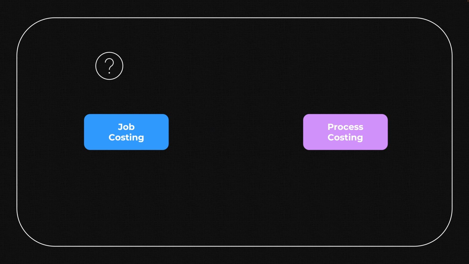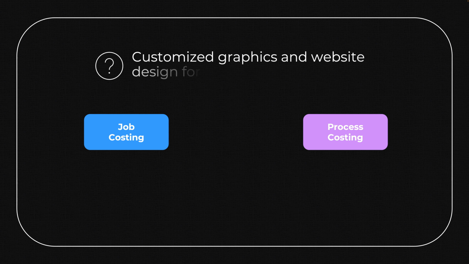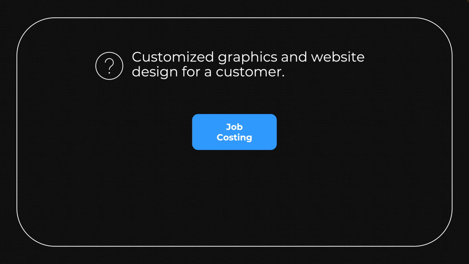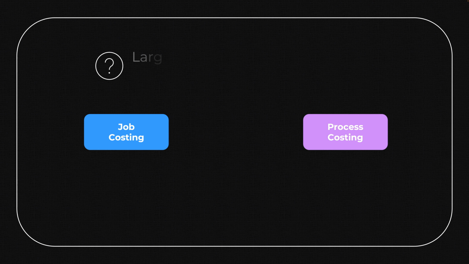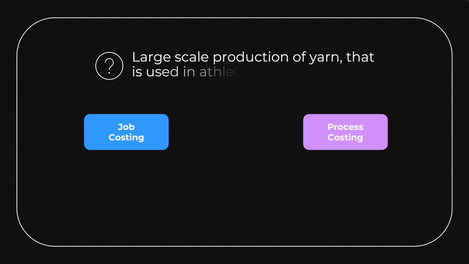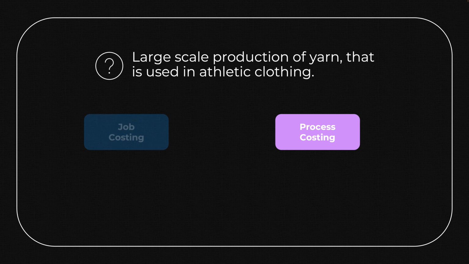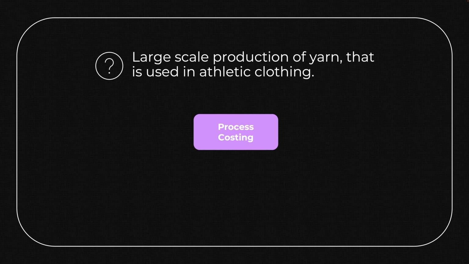Next question. Customized graphics and website design for a customer. Is this job costing or process costing? If you said job costing, you would be correct. Large-scale production of yarn that is used in athletic clothing. Job costing or process costing? If you said process costing, you would be correct.